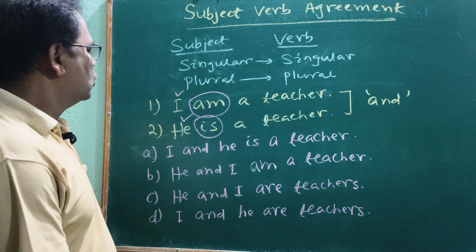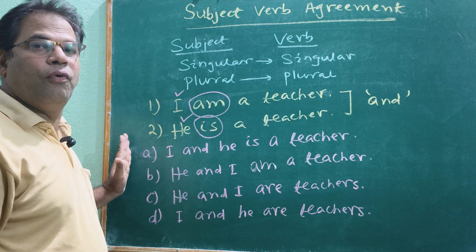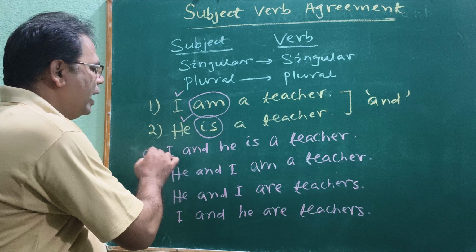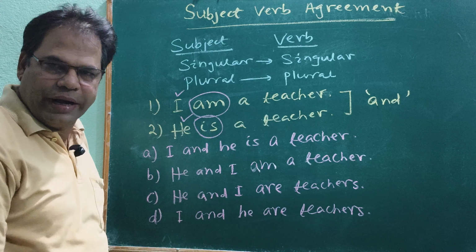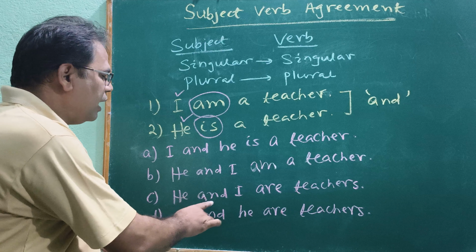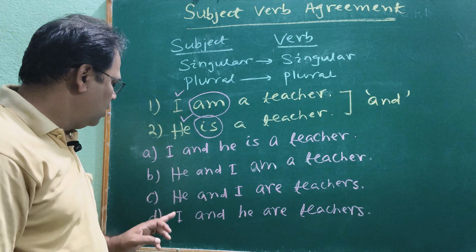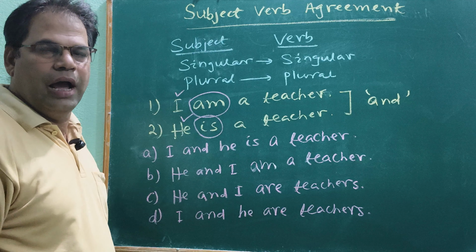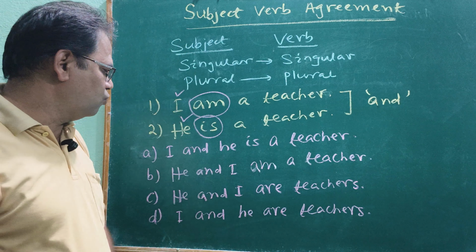What should it be? Suppose I gave you four options. You choose which option is correct. A, I and he is a teacher. Is it correct? B, he and I am a teacher. Is it correct? Or C, he and I are teachers. Is it correct? Or D, I and he are teachers. Which one is correct? You judge yourself. I give you a fraction of seconds.